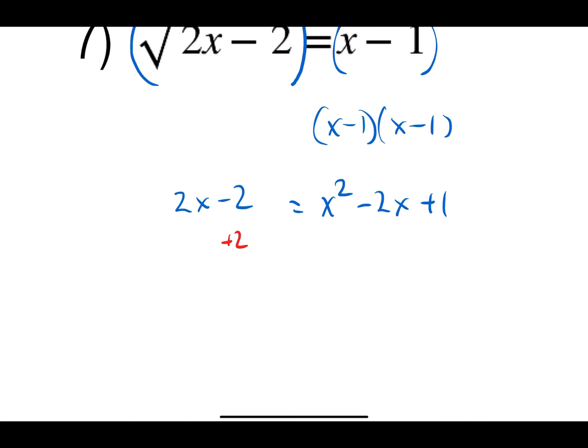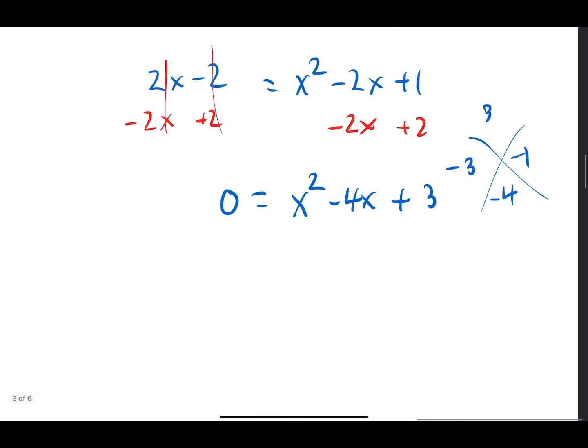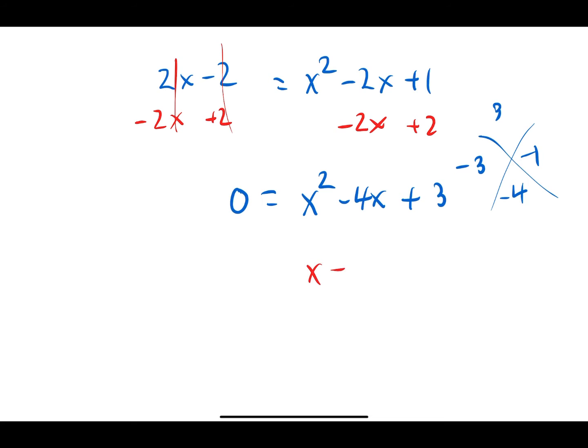Add 2, add 2. Subtract 2x, subtract 2x. And now one side of the equation equals 0, we can factor and see if this works out. If not, we can always resort to the quadratic formula. So two numbers that multiply to 3 and add to negative 4. Let's make it 3 and 1. Make them both negative. So we have x minus 3, x minus 1 equals 0.